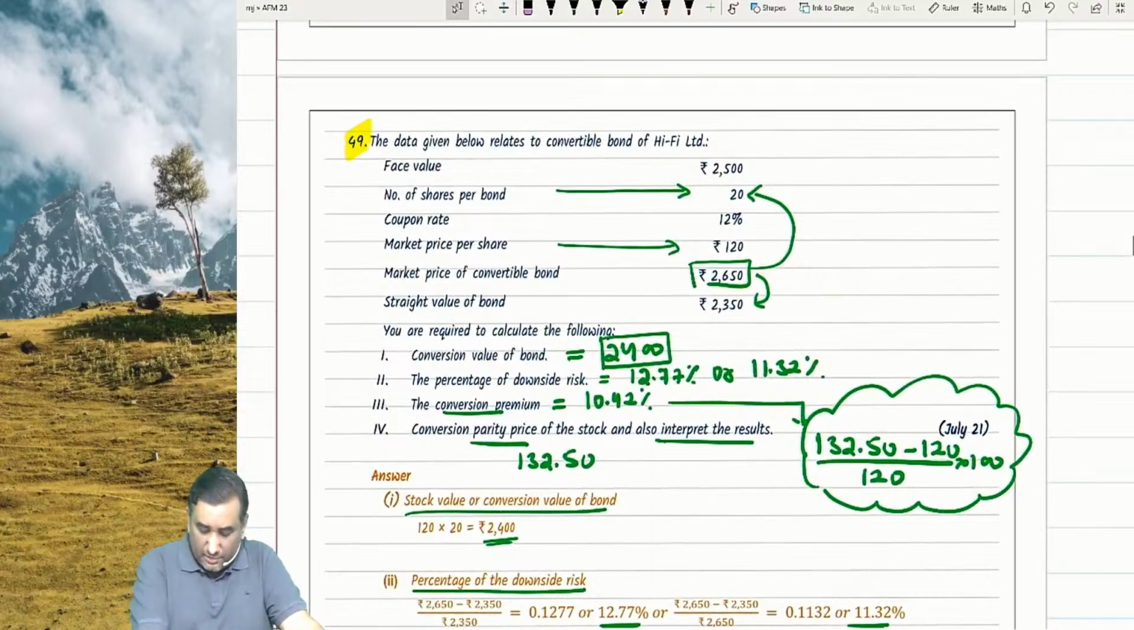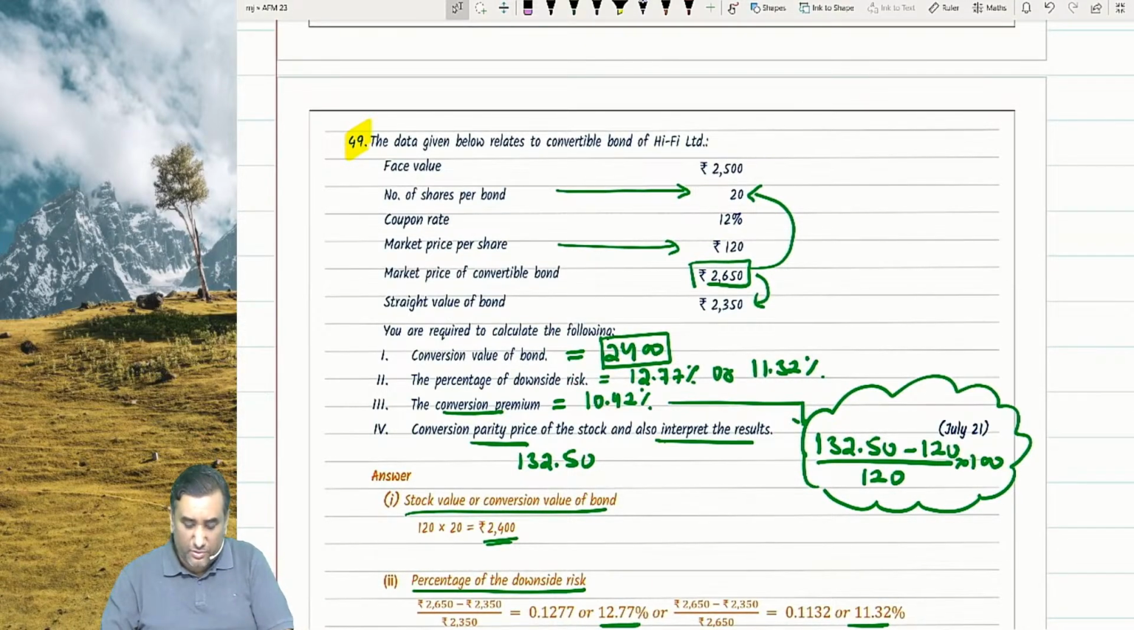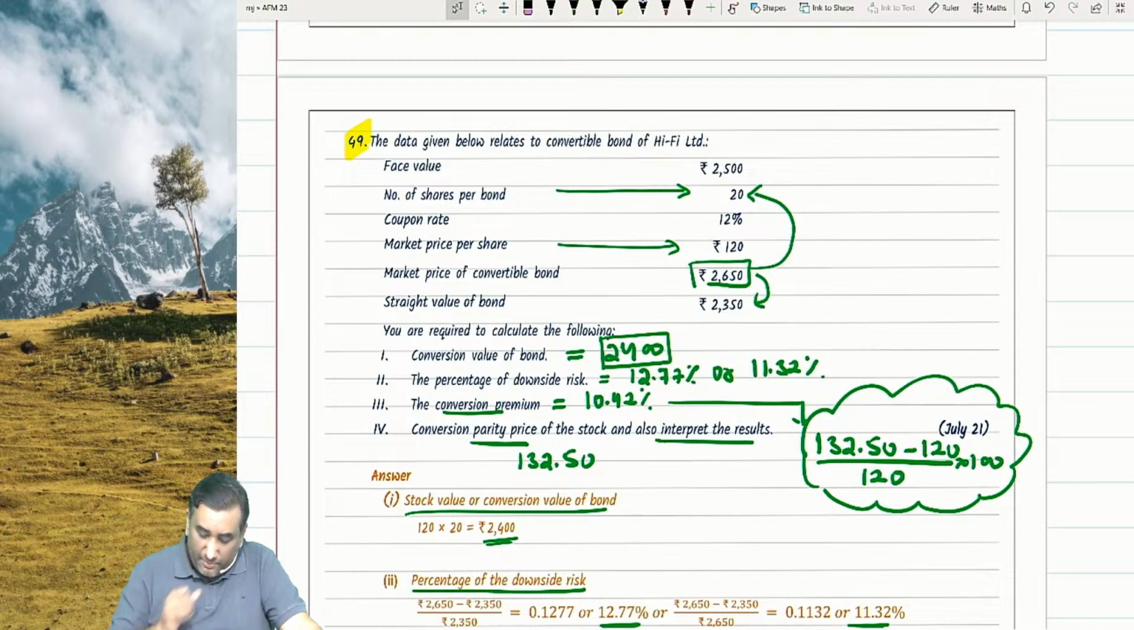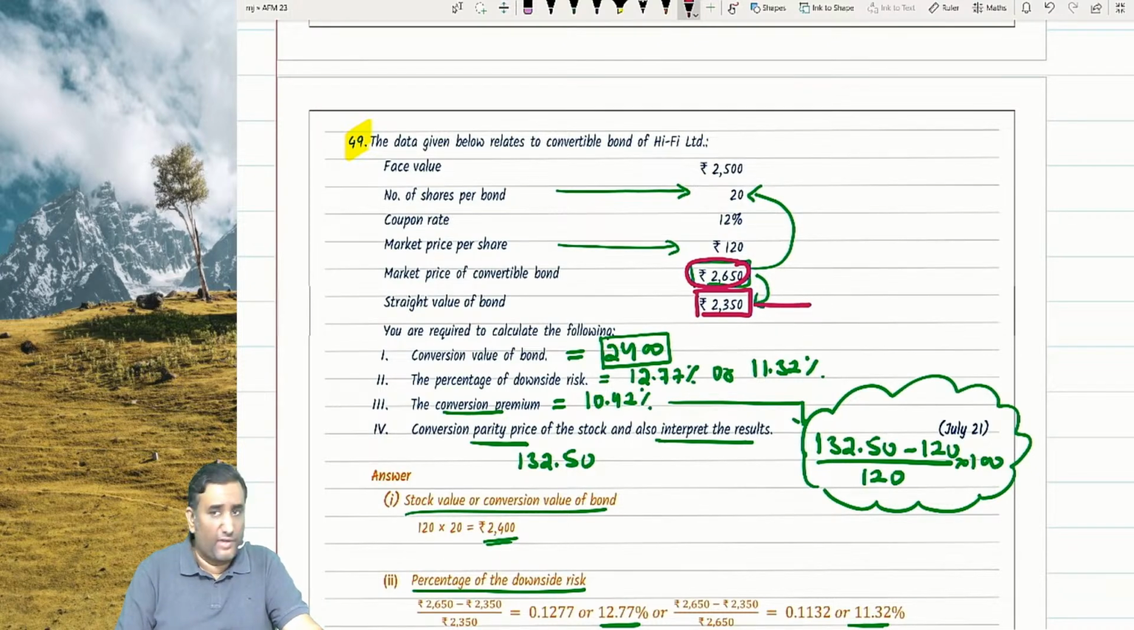Let me try out 49. The data given below relates to a convertible bond: face value, number of shares per bond, coupon rate, market price of convertible bond, straight value of bond. Straight value of bond is nothing but the value without the convertibility option, or you can assume it's a fundamental value or intrinsic value.